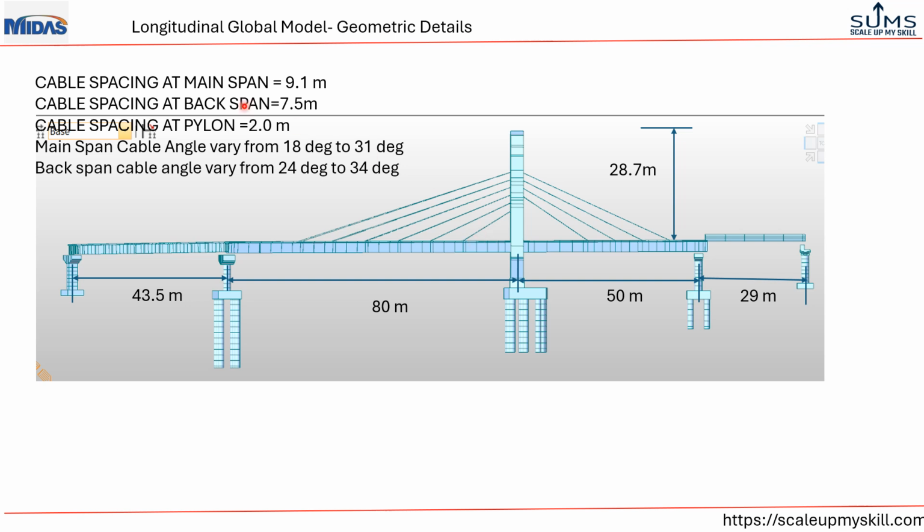As you see here, the cable spacing at main span is 9.1 meter, while the cable spacing at the back span is 7.5 meter. The cable spacing at pylon is 2 meter, and the angle of each cable in main span varies from 18 degree to 31 degree, while in back span the angle varies from 24 degree to 34 degree.